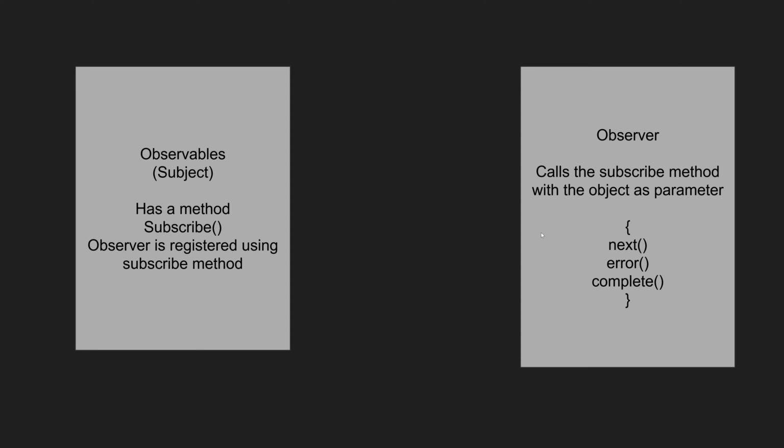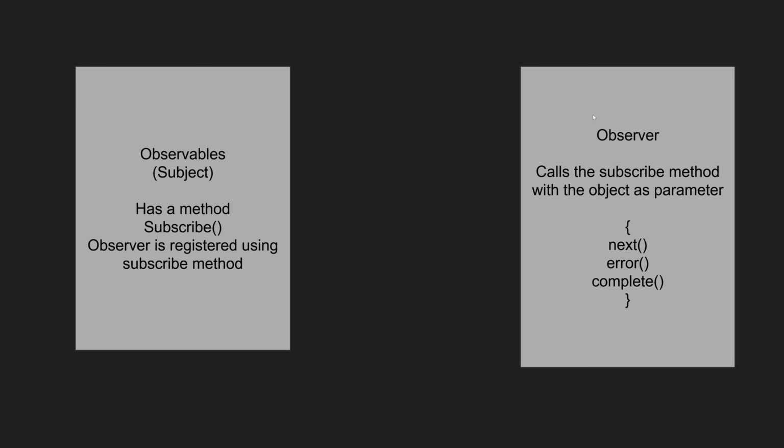Now here is the diagram. I am keeping only one observer, but think of having multiple observers like that. This is an observable. In the bracket I have written that it is a subject. Observer is observer only. Now the observer wants to get the data from the observable. Whatever the observable is sending, the observer has to receive it. Now the observer has to register with the observable. So how will the observer be registered? The observable has a method called subscribe.